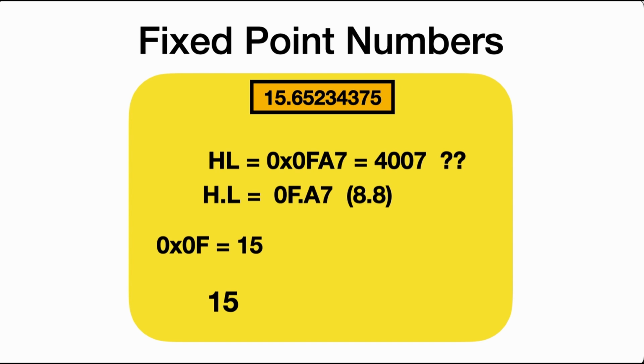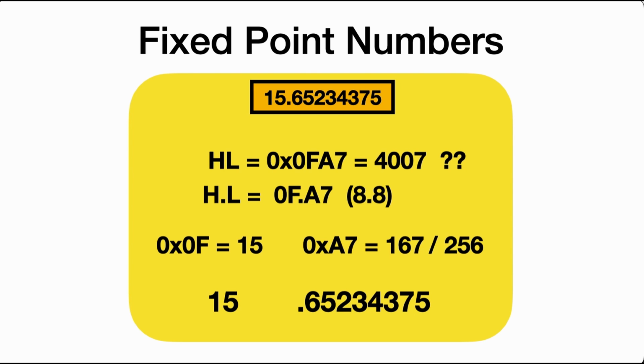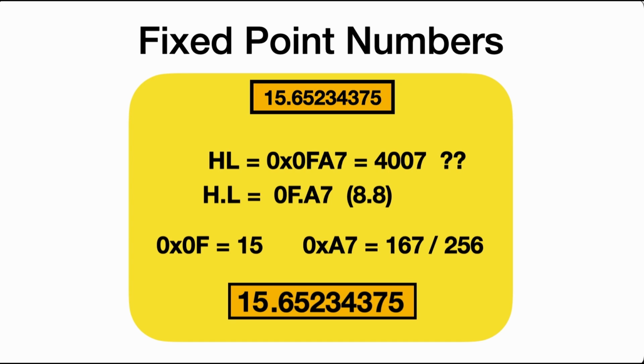So what's 0F? Well, 0F in decimal is 15. Great. What about A7? A7 is 167. Now remember, this is the fractional part, and there's 256 numbers that can fit into A7 from 0 to FF. So we divide it by 256, and we get this fraction number. Putting them together, you get our magic number of 15.65234375. And fixed point numbers will work perfectly for 3D rotations.